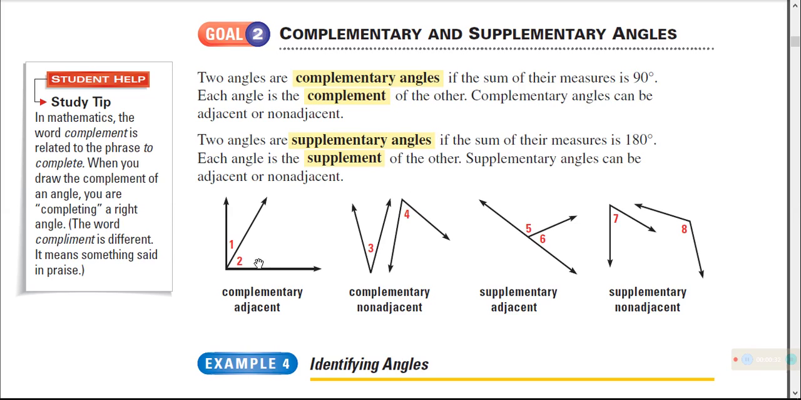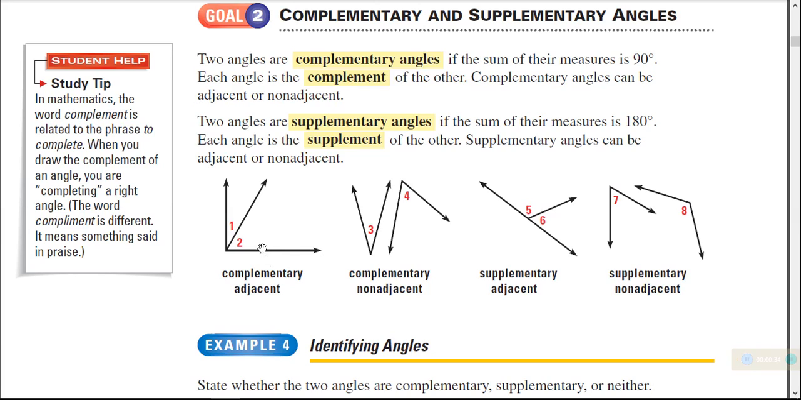And we have some examples here of complementary angles. So angle 1 and 2 will form a 90-degree angle together and they share a common side. So we call them complementary adjacent angles. While for this second figure, we have complementary non-adjacent angles. So angle 3 and 4, if you take their measurements, they will add up to 90 degrees, but they don't have a common side. So magkahiwalay sila na angle.